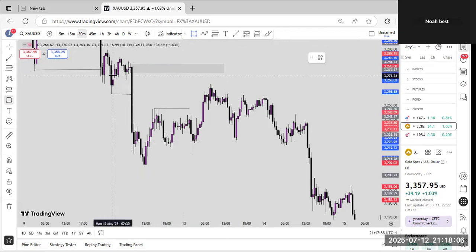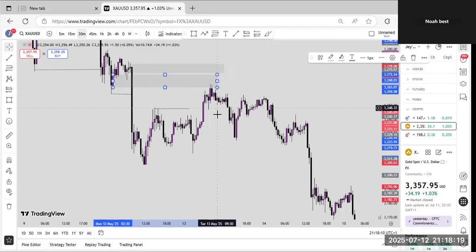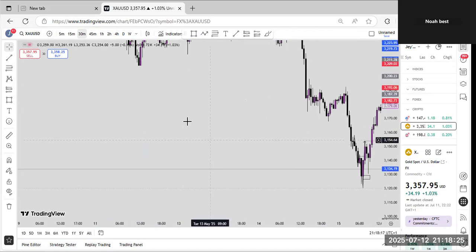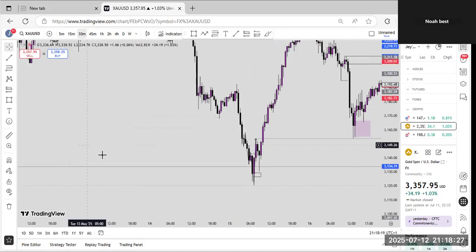Then this particular place here is our breaker block. This place here is our breaker block. That's why you see price reacted from this place and pushed downward. So that's just how we could use this as an advantage in the market.